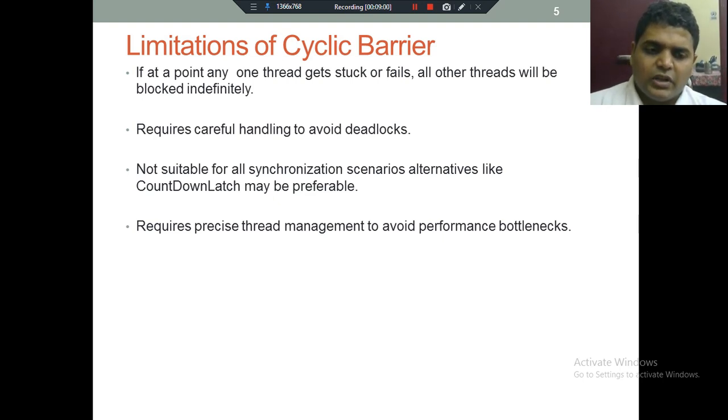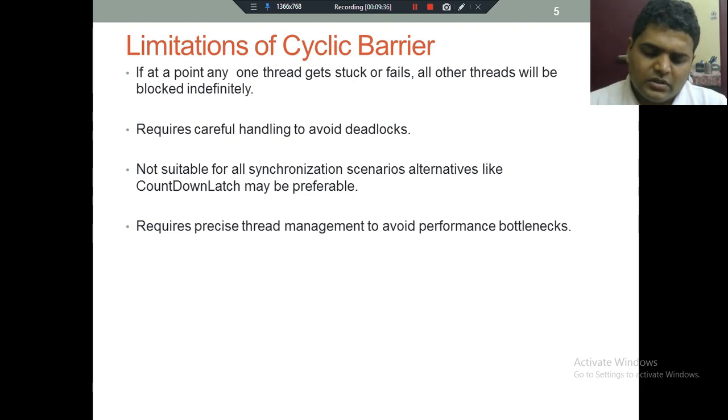So in a failure scenario, suppose one or two threads fail. The waiting threads need to be blocked indefinitely, so execution cannot start. It will ultimately result in a deadlock. So deadlocks can surely occur. It's not suitable for all synchronization scenarios; a countdown latch may be preferable.